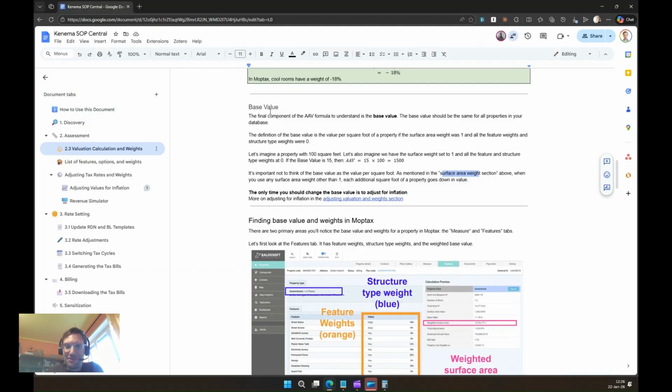So we can't say that the base value is necessarily the value per square foot, because the surface area weight reduces the value of each square foot. But if we change the surface area weight to 1 instead of 0.75 or 0.5, then basically the base value becomes the value per square foot. But because the surface area weight is not 1, we can't really say it's the value per square foot aside from just the first square foot.